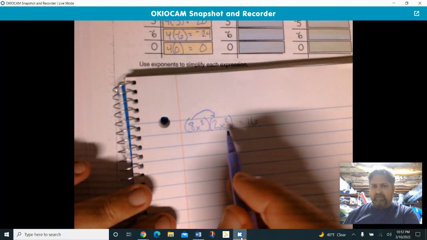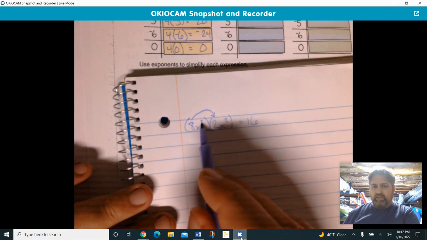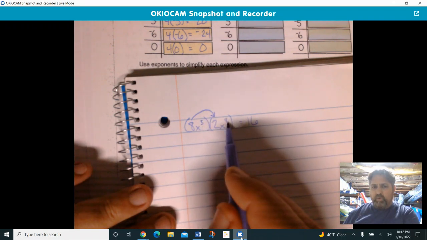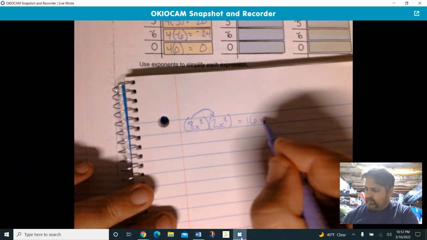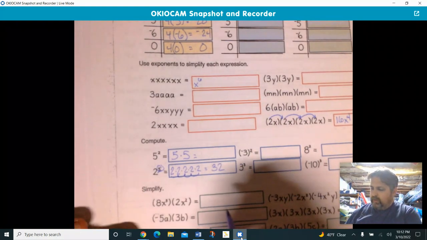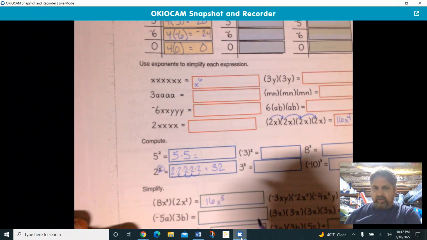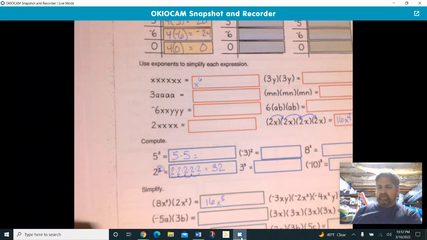And now I have to do my x's. How many x's do I have? I've got 3 here and 2 here. So x to the 1, 2, 3, 4, 5. Boom. That's it. We're done. Equals 16x to the 5th. Let's take a look at this over here.